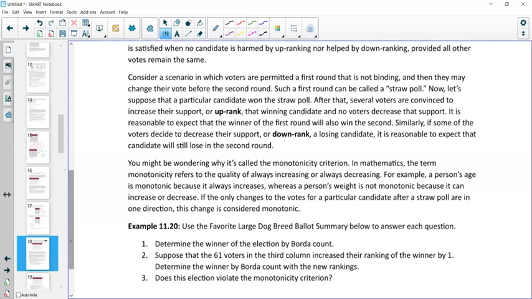Consider a scenario in which voters are permitted a first round that is not binding, and then they may change their vote before the second round. Such a first round can be called a straw poll. Now let's suppose that a particular candidate won the straw poll. After that, several voters are convinced to increase their support or uprank that winning candidate, and no voters decrease that support. It is reasonable to expect that the winner of the first round will also win the second. Similarly, if some of the voters decide to decrease their support or downrank a losing candidate, it is reasonable to expect that the candidate will still lose in the second round.